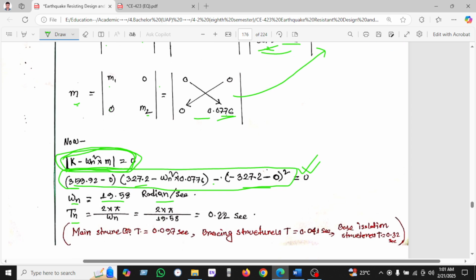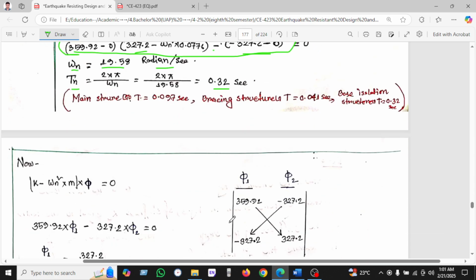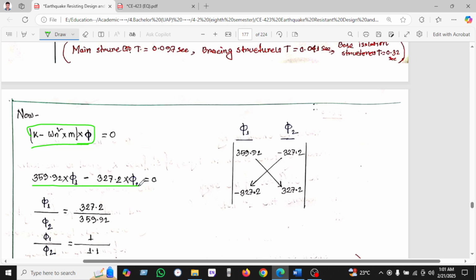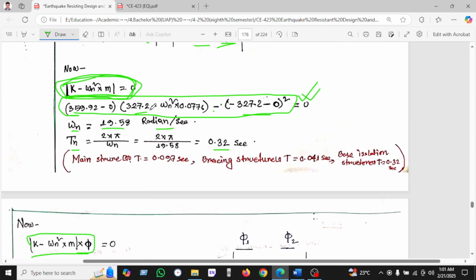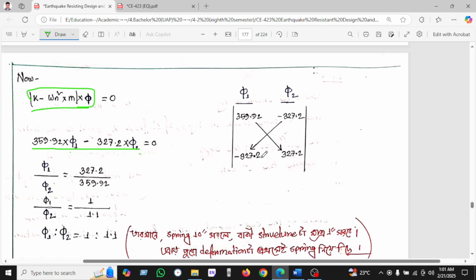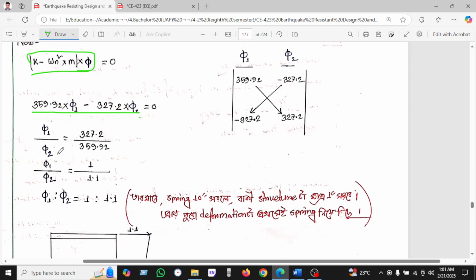And the time period we found is 0.32. Okay, so now for the modal shape we are using this formula, which we have already found and you can see here. 392.92, shape 1 minus shape 2. These are the shape 1, and if we take the ratio, it will be 1 divided by 1.5.